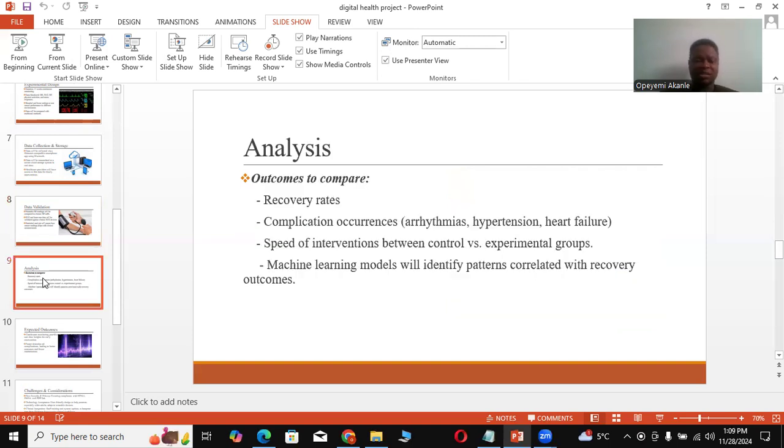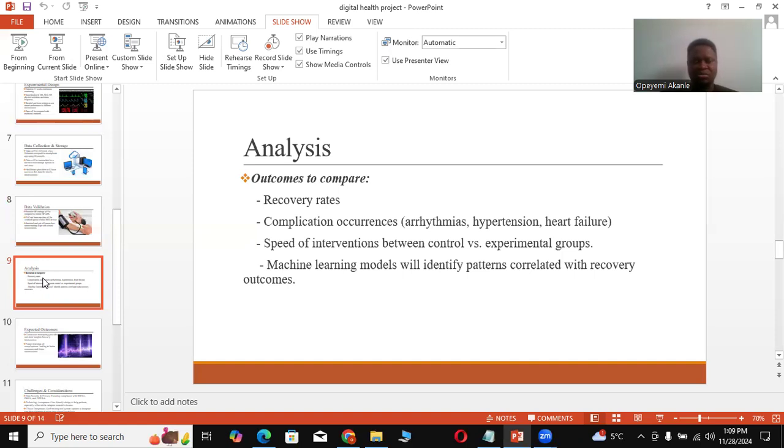So the analysis, the outcomes to compare. We want to see the recovery rate and the complication occurrence, which we've talked about: the arrhythmia, the hypertension reoccurrence, the heart failure, and some serious complications as well.